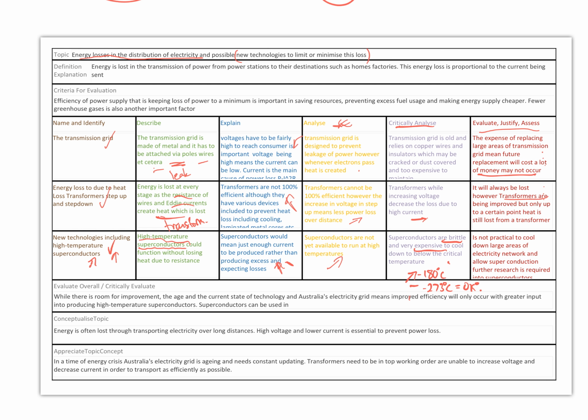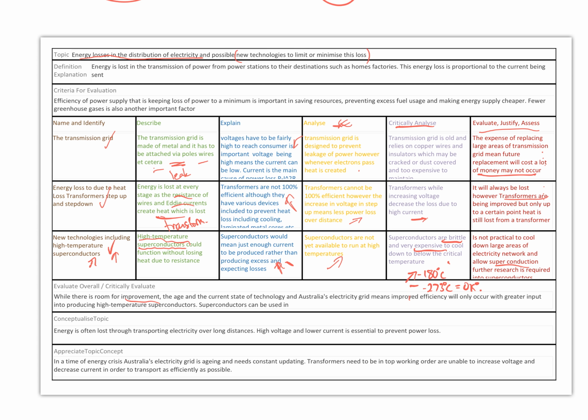Transformers, the efficiency of them, they haven't been developed nearly as much. They still produce heat. It's minimised by laminating the core, but still producing a lot of heat. And it's not practical to cool down large areas of the network to allow superconductors below their critical temperature. So in an overall evaluation, there's room for improvement.